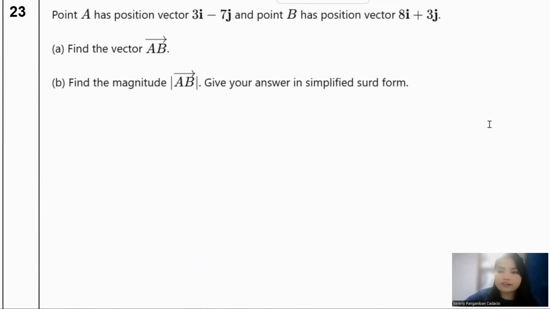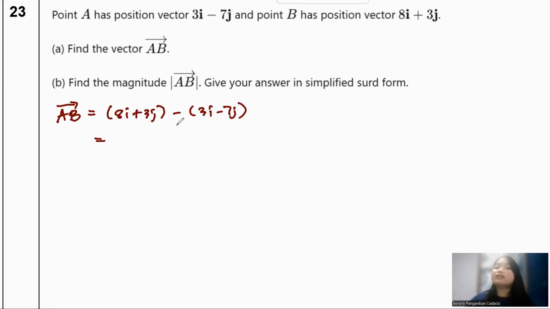Okay, now let's go with the very simple kind of question in vector. You just need to get the vector AB, which you can draw and visualize, but the shortcut is just B minus A, the second letter minus the other vector. So finding vector AB will just be B minus A, which is 8i plus 3j minus 3i minus 7j.